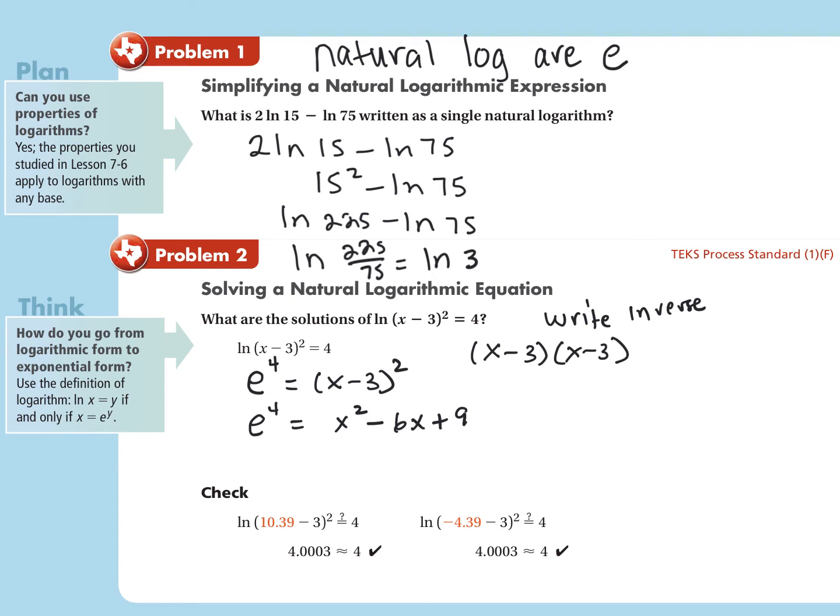x times x gives you x squared. x times negative 3 gives you negative 3x. Negative 3 times x gives you negative 3x. And negative 3 times negative 3 is positive 9. That's how I got that. You're going to move e to the 4th to the right. So you have x squared minus 6x plus 9 minus e to the 4th.